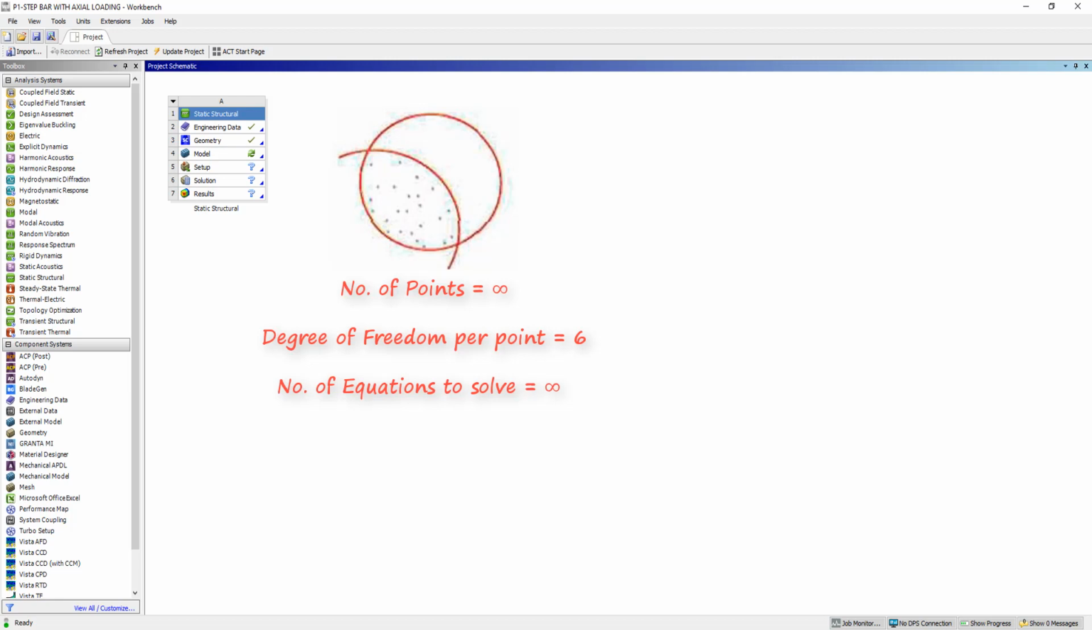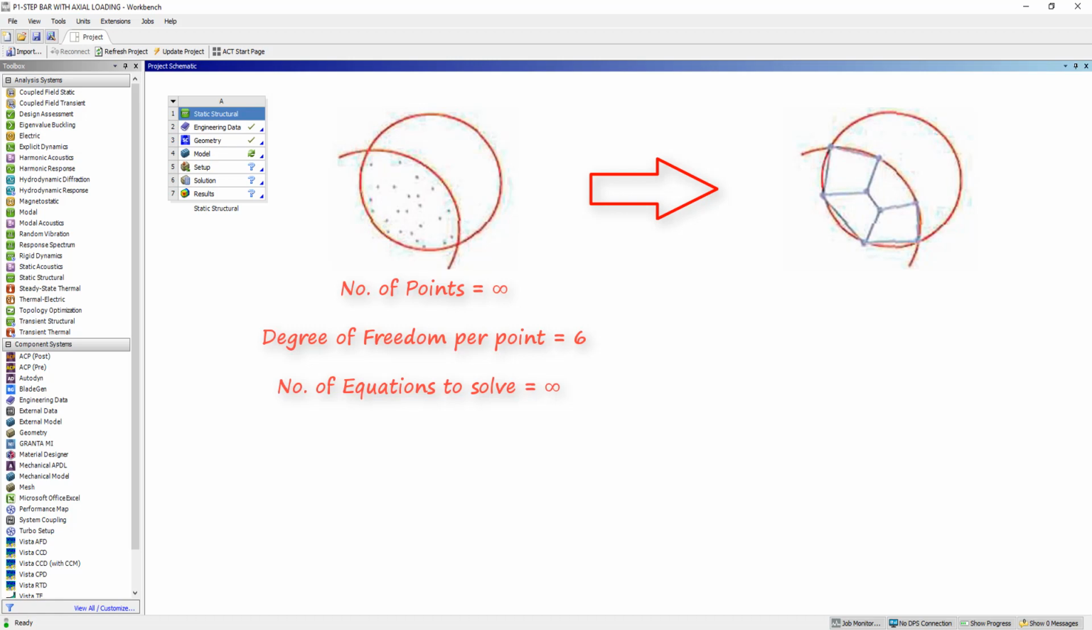So what's the solution then? What ANSYS does is divide this infinite degrees of freedom domain into small pieces. That is called meshing. So meshing, in the finite element analysis method, reduces the degrees of freedom from infinite to finite with the help of meshing.